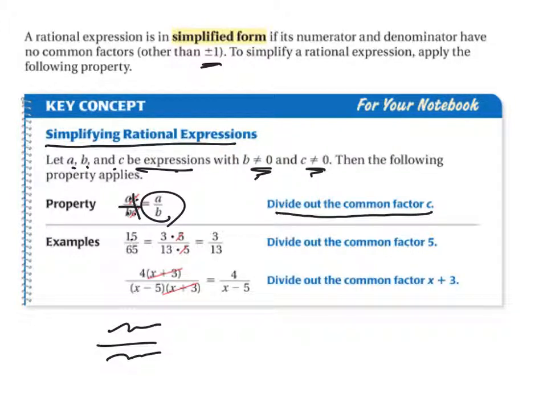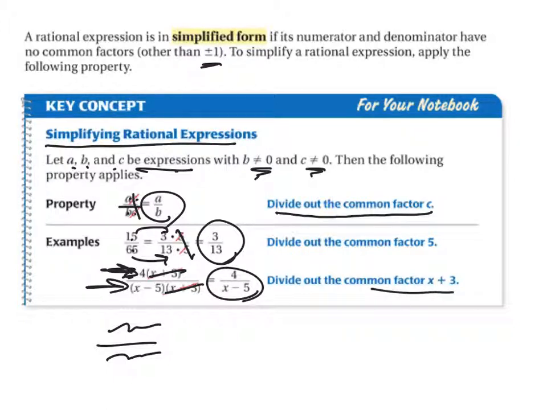Examples would be 15 over 65. I can break 15 into 3 times 5. I can break 65 into 13 times 5. Cancel out the 5's. I'm left with 3 over 13. Okay, another example. I completely factor the numerator. I completely factor the denominator. I can see that x plus 3 over x plus 3 cancels out, and I'm left with 4 over x minus 5. Okay, divide out the common factor.